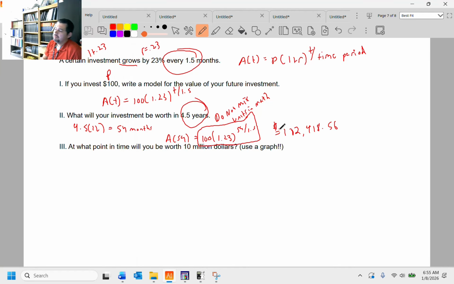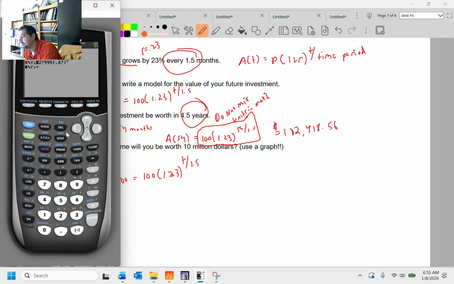At one point in time, we would be worth $10 million. So the amount becomes 10 million. It's just equal to our little formula here. And it says, use a graph. So use a graph, kids. Now obviously you're going to have to play with your windows some. So 10 million in Y1. That's a million, right? Need another zero.